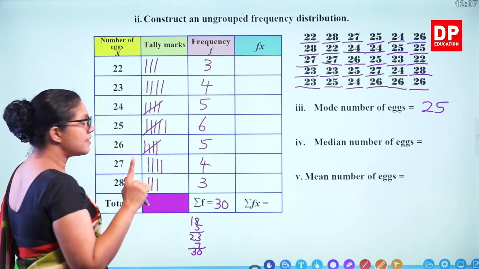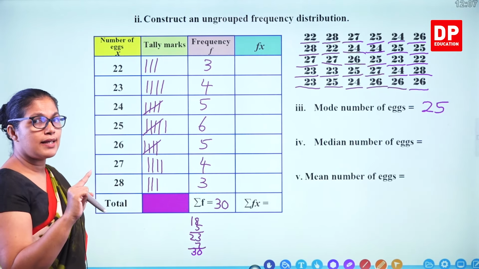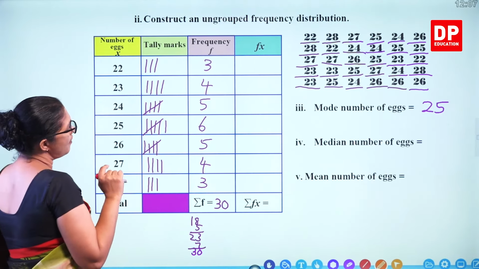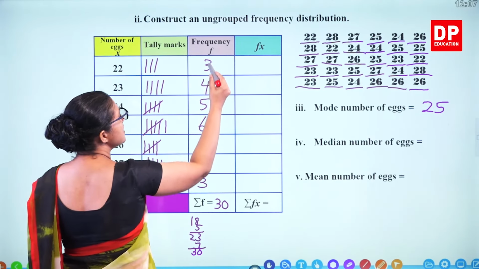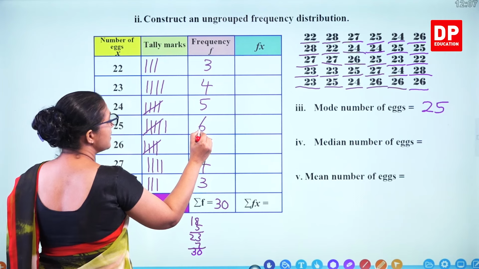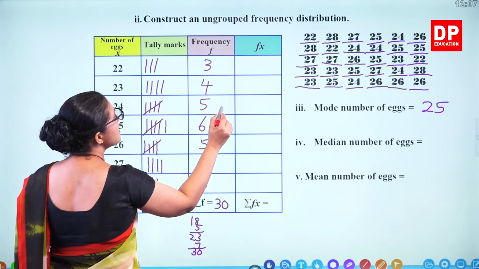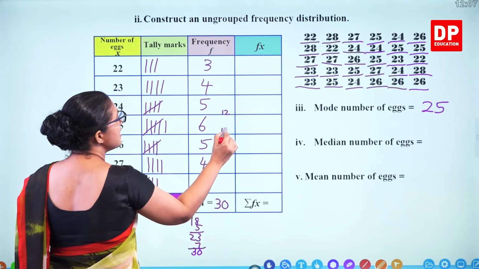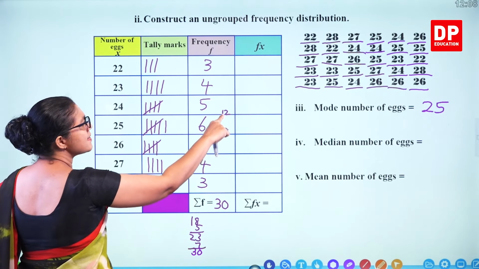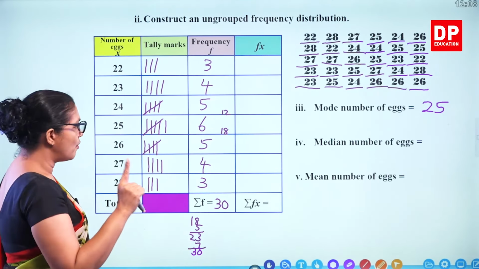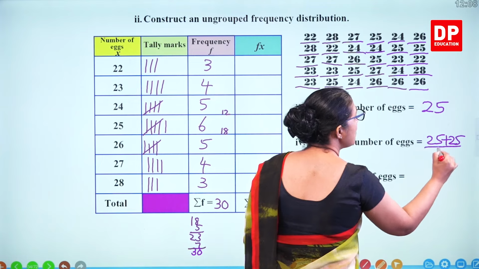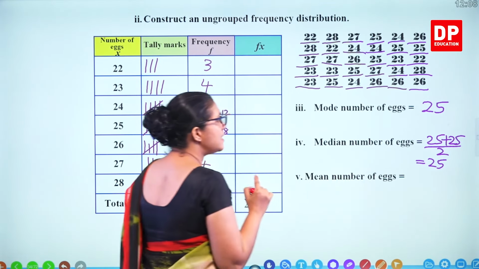Median. Now 30 is there. 30 is even, means you need to take 30 divided by 2 is 15th and 16th number. Where is 15th and 16th? We can add it. 7 plus 5, 12. 12 plus 6, 18. So up to here, that's 12. This is 18. We need 15th and 16th. In between. So that means 25. Both two middle numbers are 25. So, 25 plus 25 divide by 2, you get 25 as the median value.